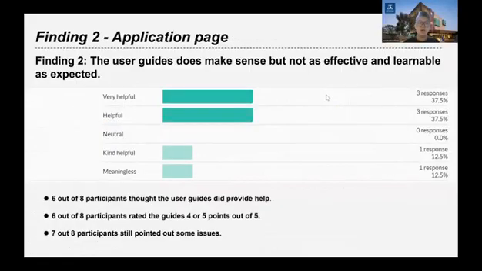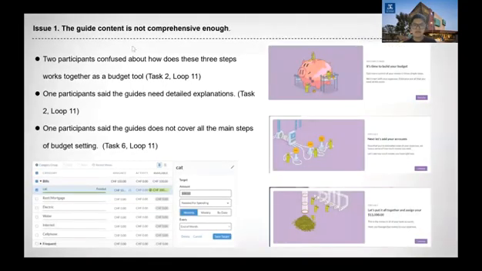Thanks, Yuan. Now I will talk about our 2 major findings for the application page. The first one is that the user guide may not be as effective and learnable as expected. Though the general feedback looks pretty positive, we still find a lot of issues from their oral feedback. So there are 3 major issues. The first one is that the content is not comprehensive enough. Those are the 3 steps covered in the current user guide. After reading that, 2 people were still confused about how these 3 steps work together as a budget tool. So they don't understand the logic behind this tool.